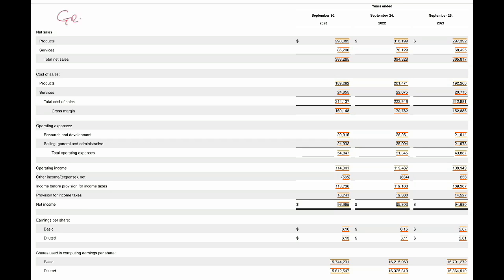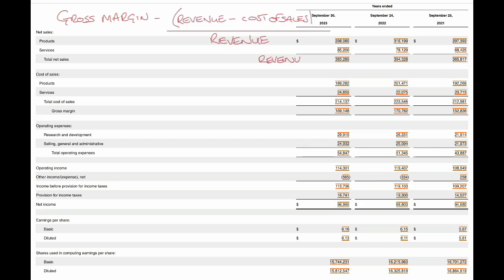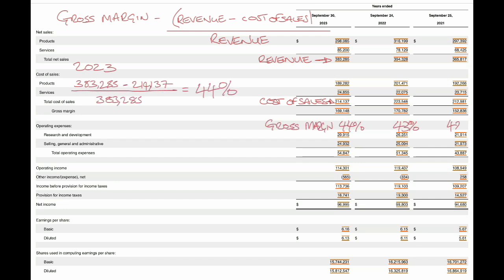The first thing we do is work out the gross margin. Gross margin is calculated by subtracting the cost of sales from the total revenue, then dividing that figure with the total revenue. As you can see, the last 3 years have been around 44% gross margin.